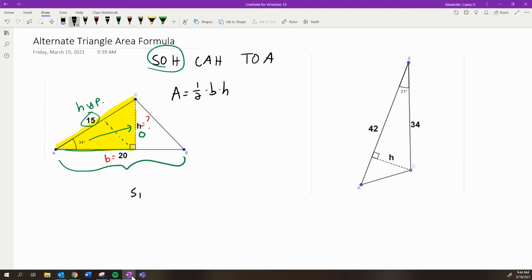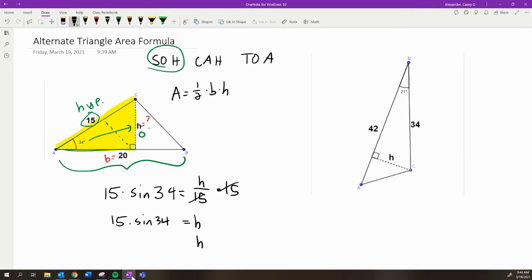So really fast now, you can do that. The sine of 34 degrees is equal to the opposite side, which is the height of the triangle, divided by the hypotenuse, which is 15. And then we can just solve for the height by multiplying both sides by 15. And that's how you undo that divided by 15. And so the height of the triangle is going to be 15 times the sine of 34 degrees.